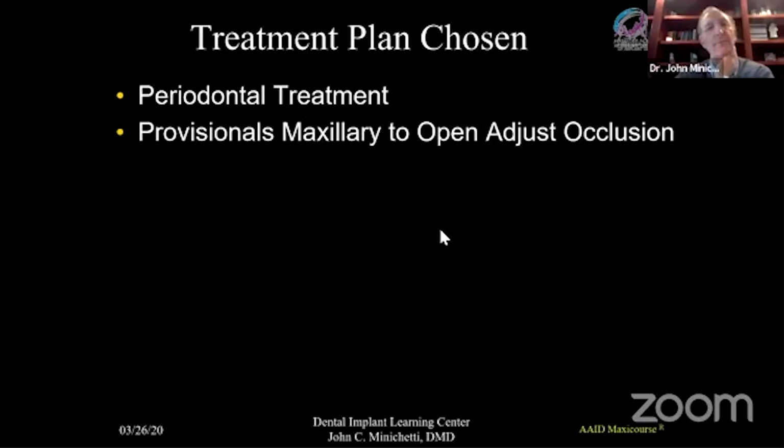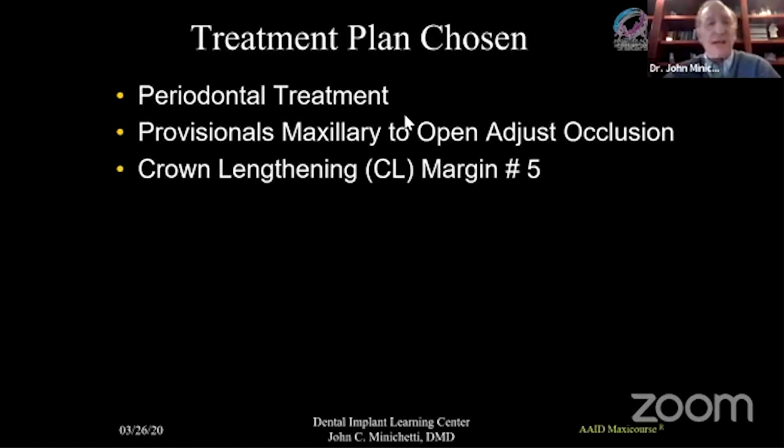So her treatment plan that we decided on was periodontal treatment first, which was really minimal. Provision, some root planing on the upper left, but other than that, it was just prophylaxis. And then we got her into provisionals with crowns on the upper arch to open up her vertical dimension and do some occlusal adjustment on the lower right with the super erupted canine, which was sufficient enough to open up her vertical dimension.